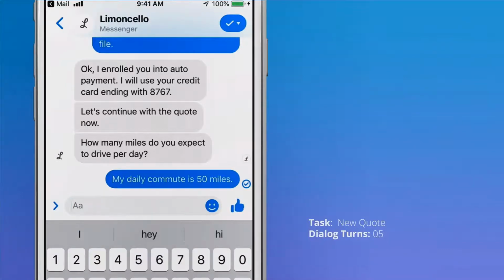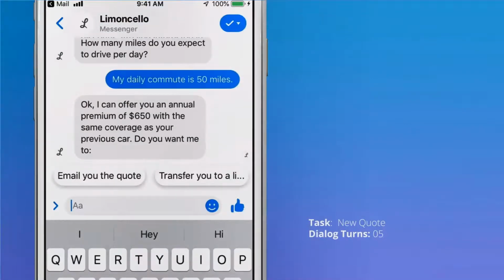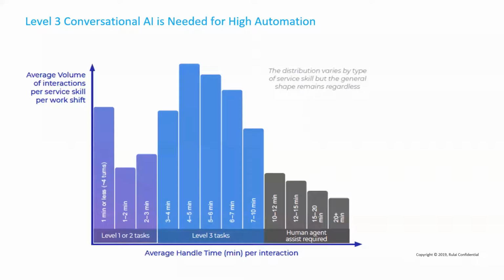Here, as you can see, the virtual assistant also remembers that its original goal is to do an insurance quote and goes back to continue that task. I hope that helps you understand the difference between level 2 and level 3 AI. If you analyze the typical contact center data, you will find that a good AI worker should have at least level 3 intelligence in order to achieve high automation.